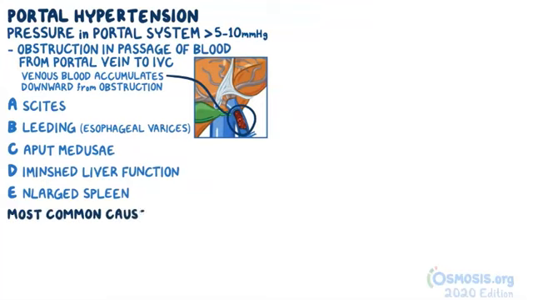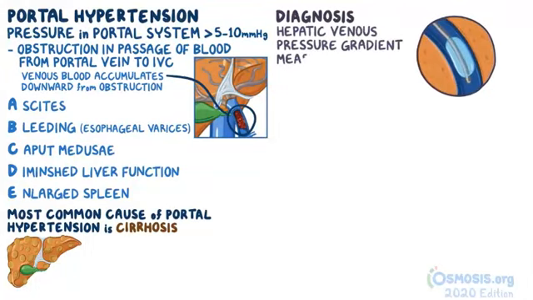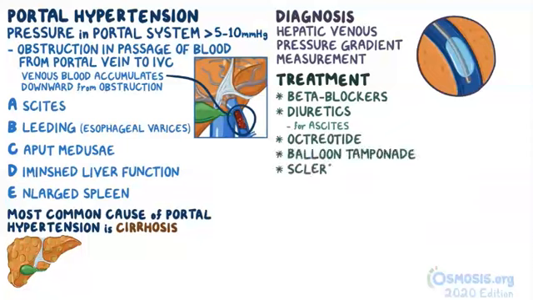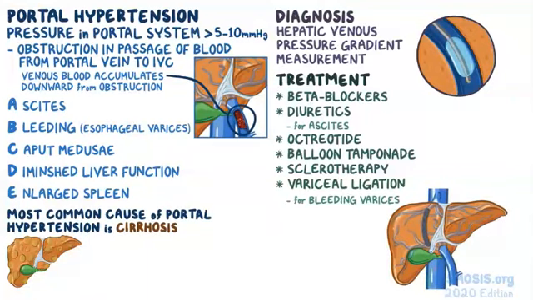The most common cause of portal hypertension is cirrhosis. Diagnosis is done mainly by hepatic venous pressure gradient measurement. Prevention of complications can be done with beta blockers, and treatment options include diuretics for ascites, octreotide, balloon tamponade, sclerotherapy, and variceal ligation for bleeding esophageal varices. To prevent bleeding from happening again, as well as further complications, a transjugular intrahepatic portosystemic shunt, or TIPS, can be done.